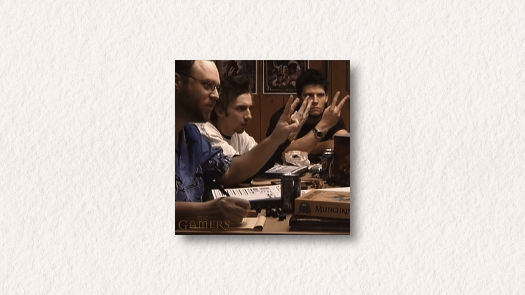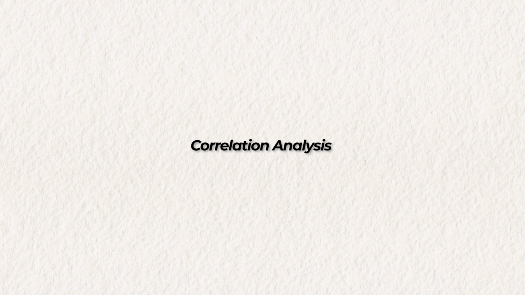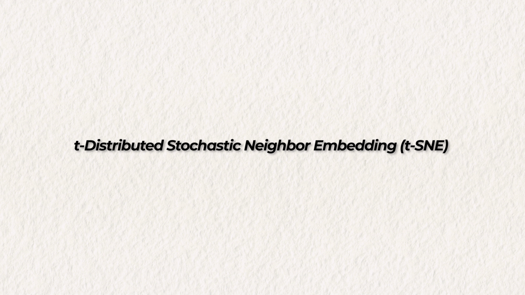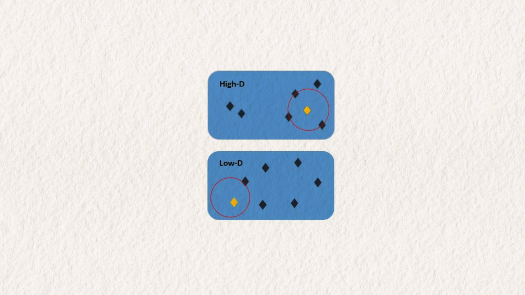How does dimensionality reduction work? There are two primary methods for dimensionality reduction. 1. Feature selection. This involves selecting the most important features from your dataset and discarding the rest. Techniques like correlation analysis, variance thresholding, or using algorithms such as random forest can help identify key features. 2. Feature extraction. Instead of selecting features, this method creates new features by combining existing ones. Principal component analysis, PCA, and t-SNE, t-distributed stochastic neighbor embedding, are popular techniques for this.